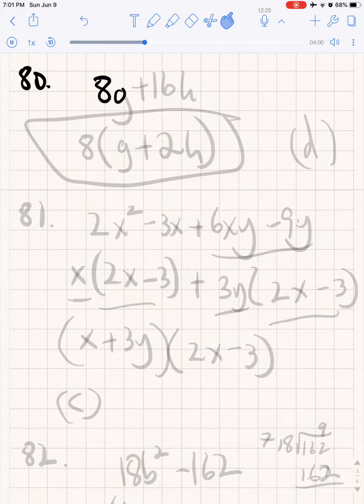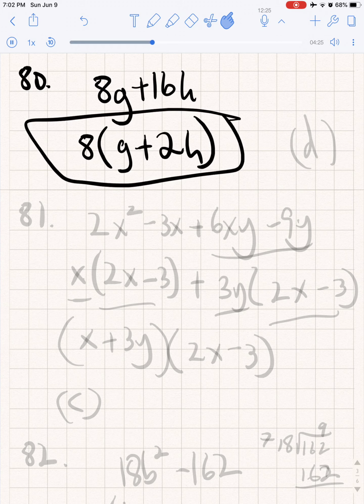8 times the unknown g plus 16 times a different unknown. They're both unknown, but we know they're not the same. Otherwise, they have the same variable. Factor it. The only thing we could pull out is the largest number that goes into 8 and 16, which is 8. If I pull out an 8 from the first term, I have g + 2h. This is the factored form of 80. 8(g + 2h). That is choice D.